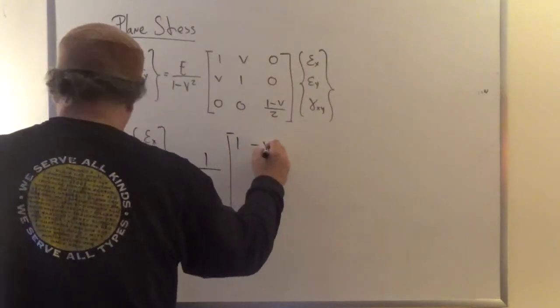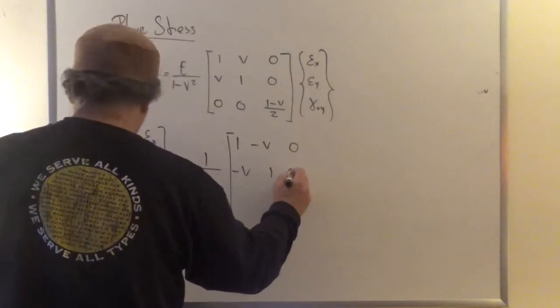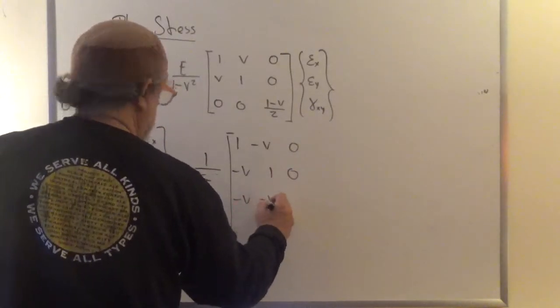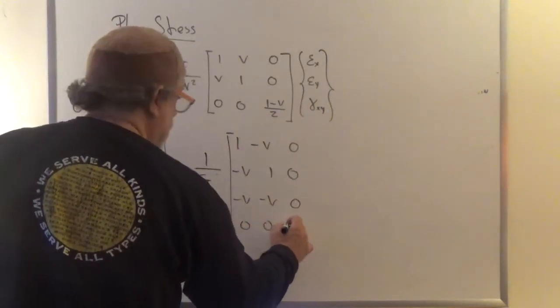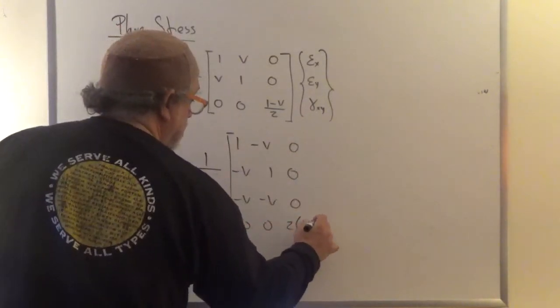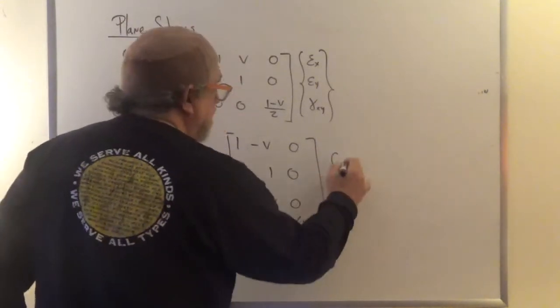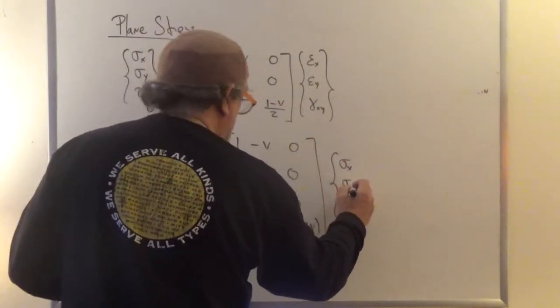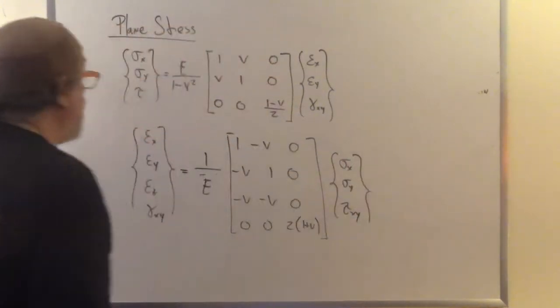It's 1, minus nu, and 0; minus nu, 1, and 0; minus nu, minus nu, and 0; 0, 0, and 2 times 1 plus nu. Close this, and then this is times sigma x, sigma y, and tau xy. Okay, so there you have it clean.